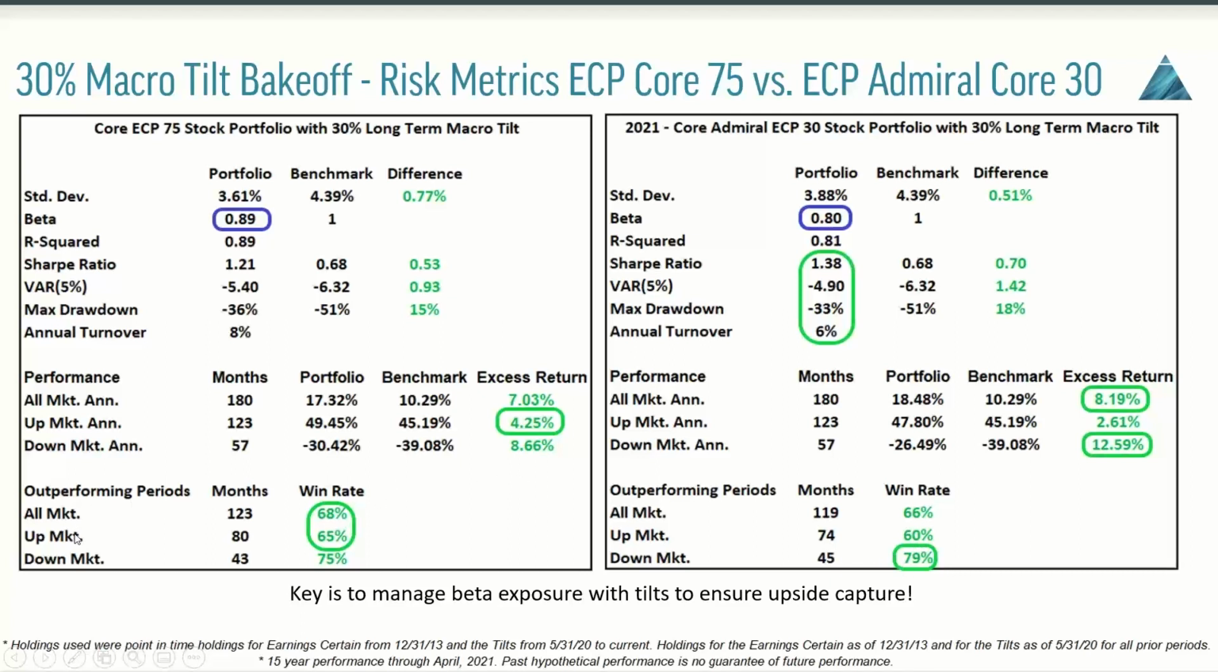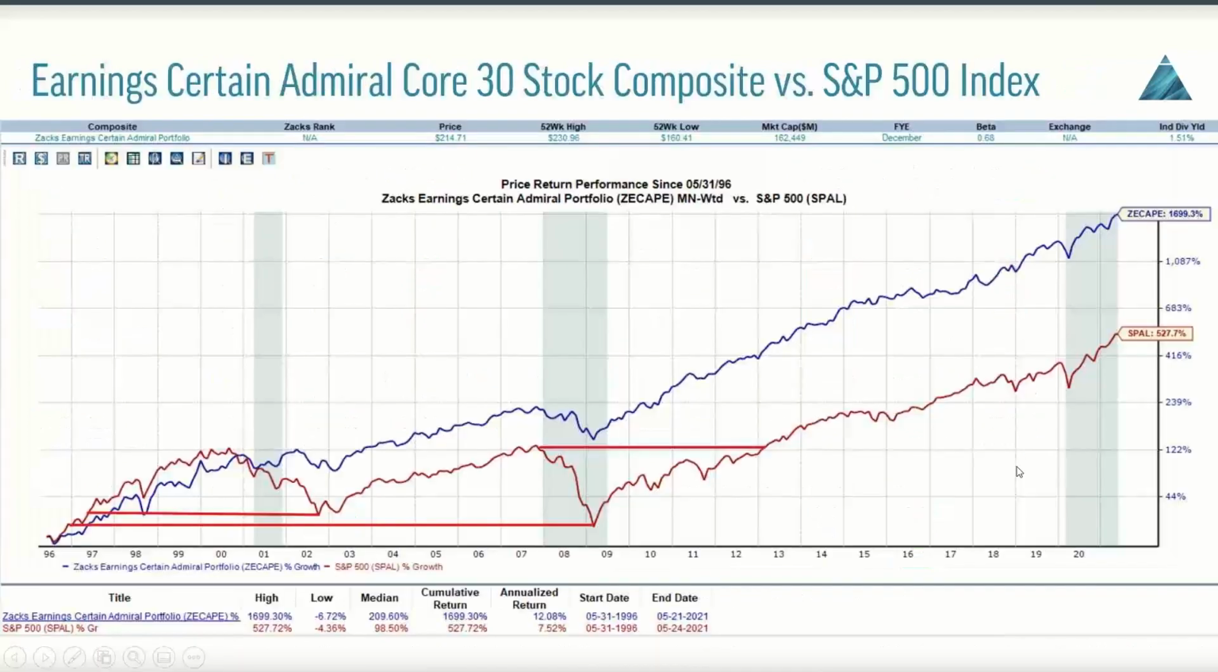You can see that the all market and up market number of months, the win rate is actually a little bit better, but we actually come in with a higher excess return because of that downside protection with the Admiral 30 stock portfolio. So again, it all comes back to managing that beta exposure with those tilts to ensure that we get that upside capture in those up markets.